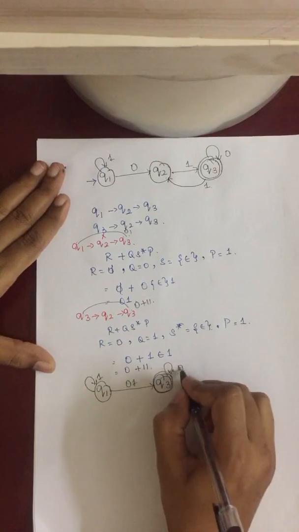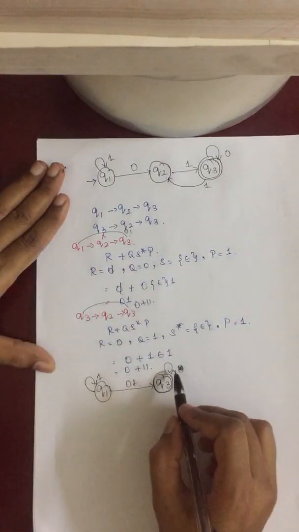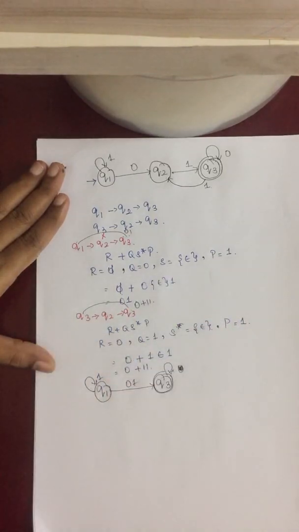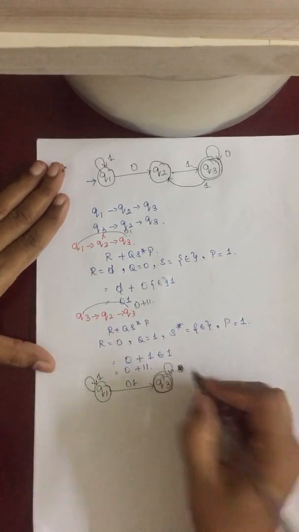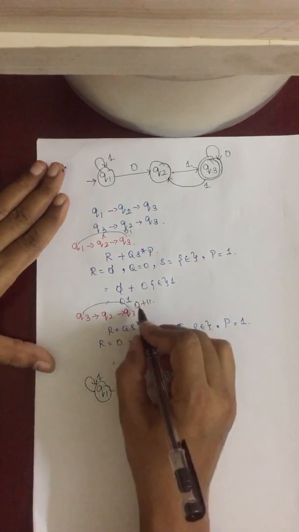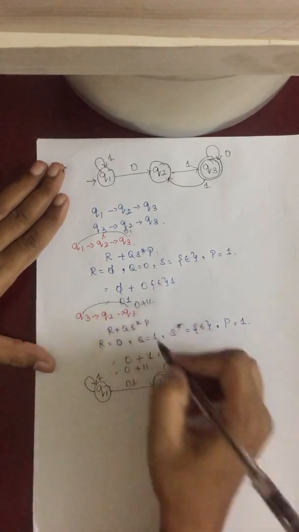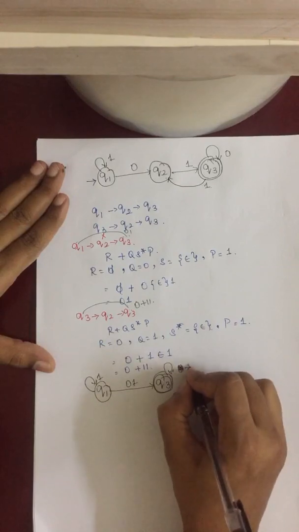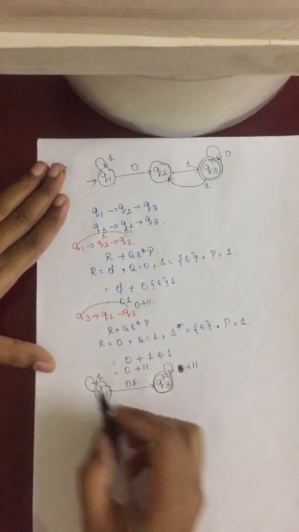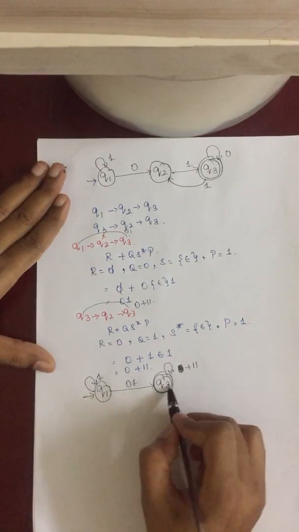Why am I ignoring this 0? Okay fine, already 0 is there, you can combine also, no issues. Else you can completely ignore it and take the new expression. The 0 is already included, so 0 or 1 1 we are adding it, right? So this is the final expression. So this is the initial state and this is the final state.